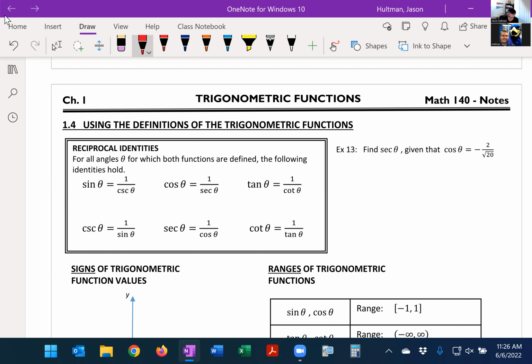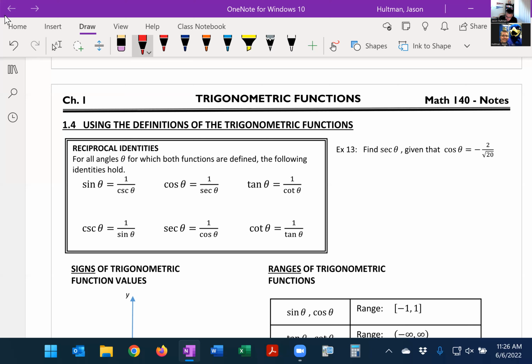The cosine is 1 over secant. The tangent is 1 over cotangent. The cosecant of theta is 1 over sine. The secant of theta is 1 over cosine. And the cotangent of theta is 1 over tangent.